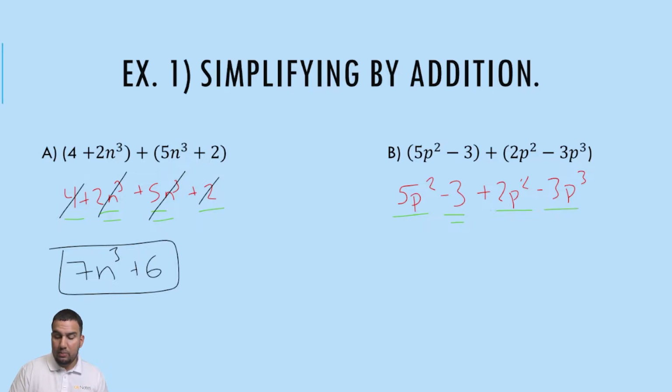I'm going to look at p cubed. I'm going to draw 3 lines because it's my third item or my third term. And I don't see anything else I can combine it with. So what I'm going to do is I'm now going to combine the similar terms. But I got to put this in standard form.